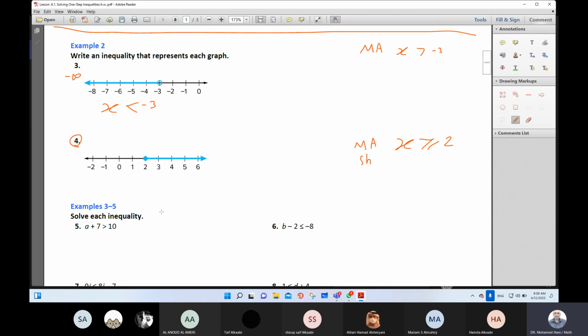Okay, listen to me, please. As you see here, we have shaded circle, means we have equals in the sign. And look to the direction, to the positive side. The direction to the positive side means the value of x starts from 2 and up. Greater than and equals 2. So thank you, Maryam and Shok. I will add to you 2 marks. Great work. Right. Who has any question about exercise number 3 and 4?